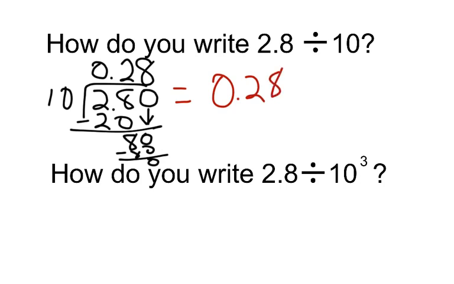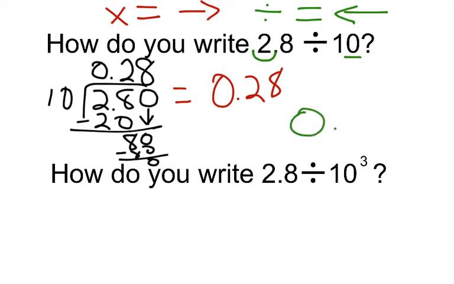Now, of course, we know that when we multiply, we go to the right. And when we divide, that means we are going to go to the left. And we have one space after the 0. And notice if we move the decimal one space to the left, because we have 1 0, one space to the left, we also get 28 hundredths. So that's another shortcut that we have.